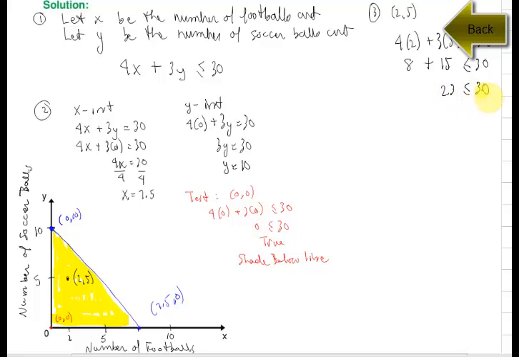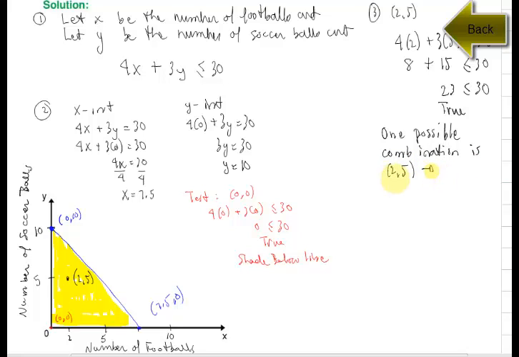23 is less than 30, so this is true. And so one possible combination is 2, 5, and what does that mean?